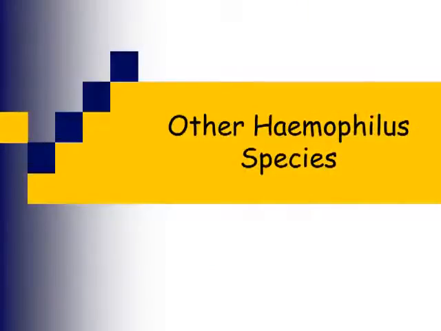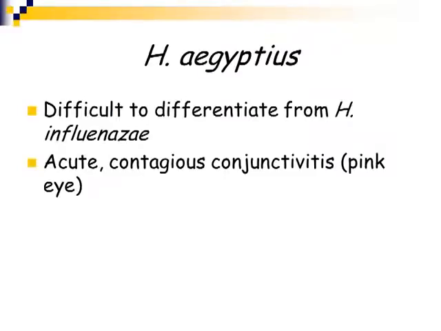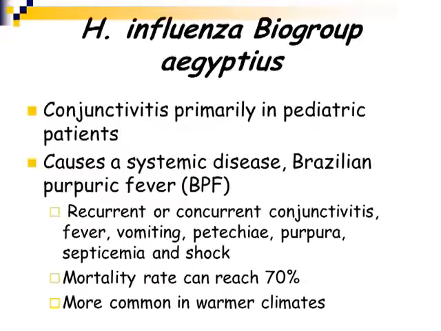We're now going to talk about some of the other Haemophilus species. And the first one we'll discuss is Haemophilus aegyptius. And Haemophilus aegyptius is very difficult to differentiate from Haemophilus influenzae. Now, Haemophilus aegyptius commonly causes conjunctivitis or pink eye.